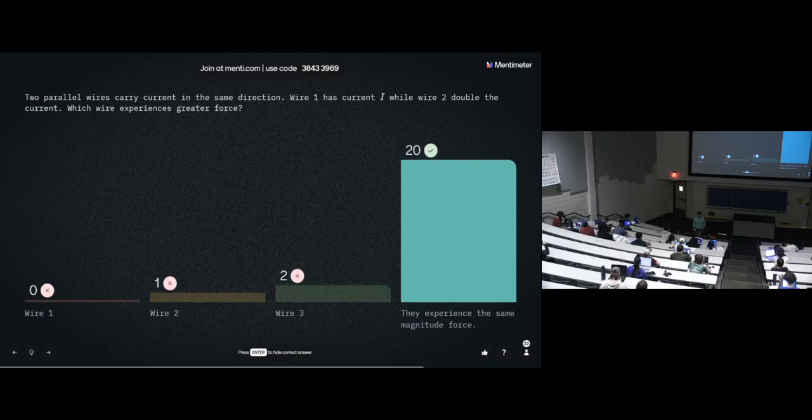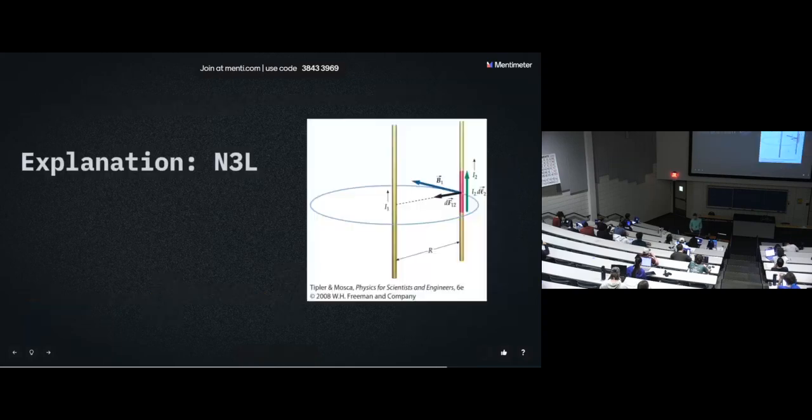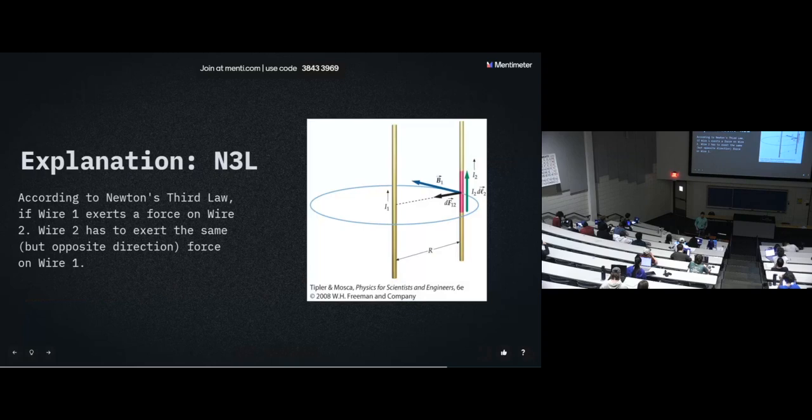You could do the math, the setup that I had on the previous slide, and you end up getting the same variables at play, giving you the same magnitude force. Or the simplest way to understand it is Newton's third law. If wire 1 exerts a force on wire 2, then wire 2 has to exert the same but opposite force on wire 1. That's it.